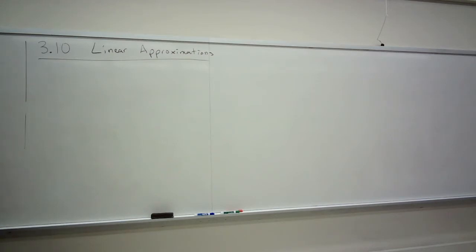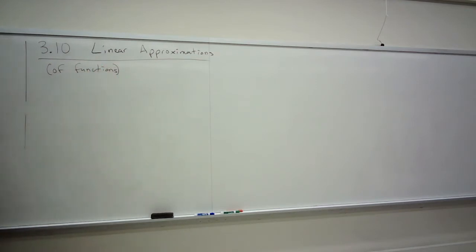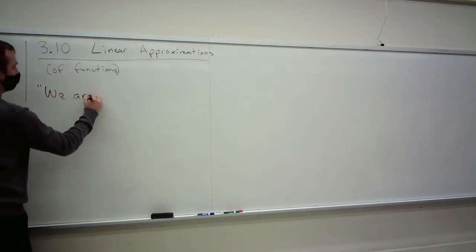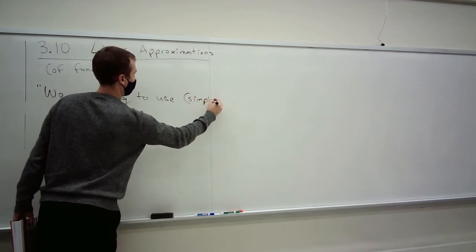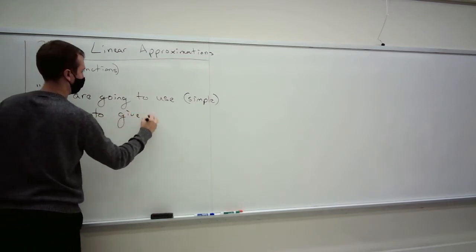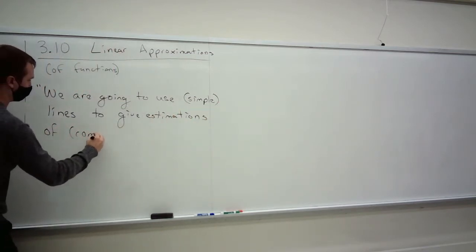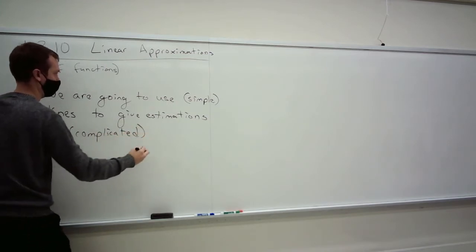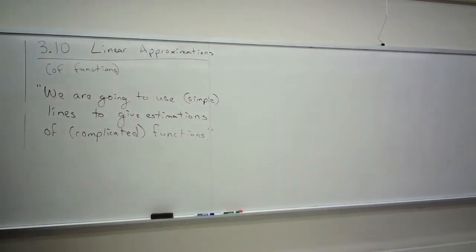We're going to talk about linear approximations of functions today. What do these words mean? They mean we're going to use lines to give estimations of functions. I added a couple words in there which I did not say out loud but wrote. Lines are simple, aren't they?